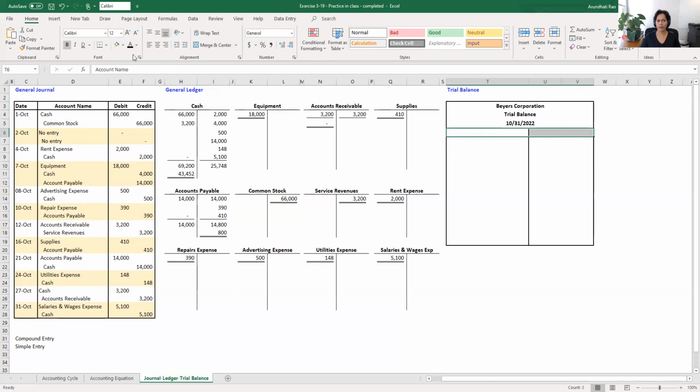And then I have the column headers. I have three columns. The first one is for account name. Second column is for debit, and third column is for credit. Now, if we've done this correctly, this should match what we had in that accounting equation, what I showed you earlier about what the normal balances would be.